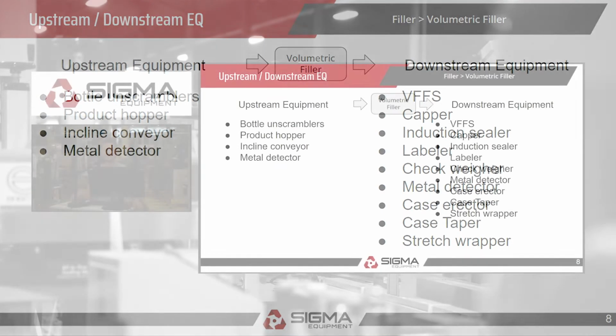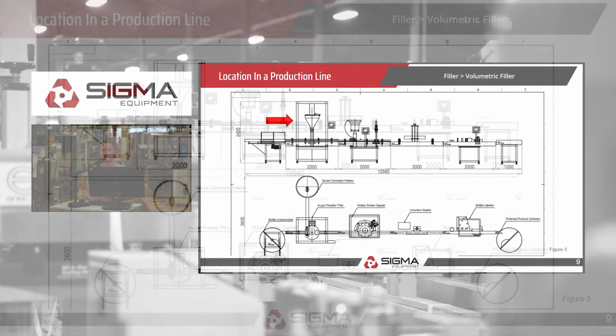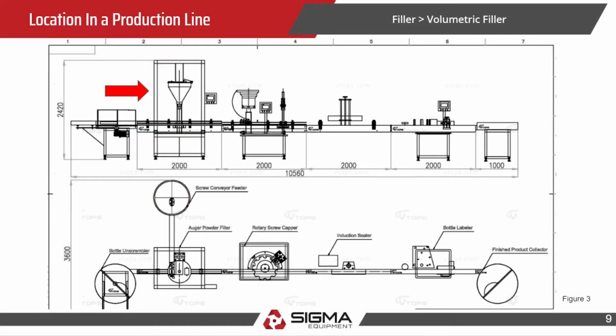So upstream and downstream, you're going to have a bottle unscrambler, your product hopper, an incline conveyor to take it up to the volumetric filler, and your metal detector to see if anything's in there. Then you'll have your volumetric filler. Downstream, you're going to have that vertical form fill seal, capper, induction sealer, labeler, check weigher, stretch wrappers, case erectors, case tapers, items like that. In the production line, instead of an auger filler, you just switch it out with a volumetric filler. Bottle unscrambler, over into the volumetric filler, down the line into a capper, to an induction sealer, labeler, and then it's sent off to be packaged.